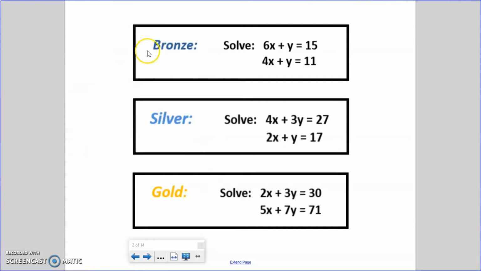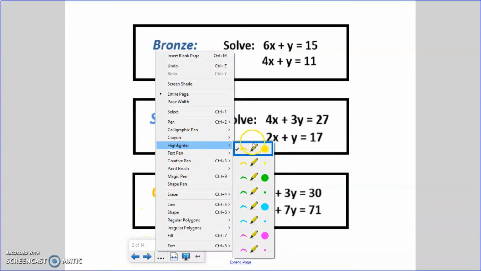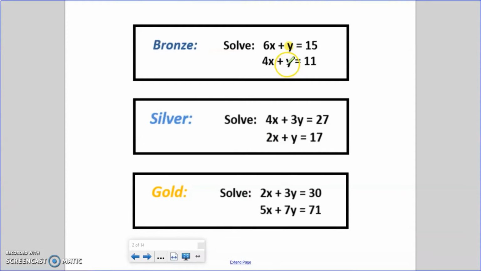Bronze is a slightly easier equation. You might see that from the fact the coefficient is the same already for y. We have 1y and 1y. I'm just going to highlight that to make it a little bit easier for you to see. So this y and this y are already equal. We get a little bit more complex with silver and then a little bit more manipulation needed with gold. If you could pause the video now and have a go at solving each of the simultaneous equations.